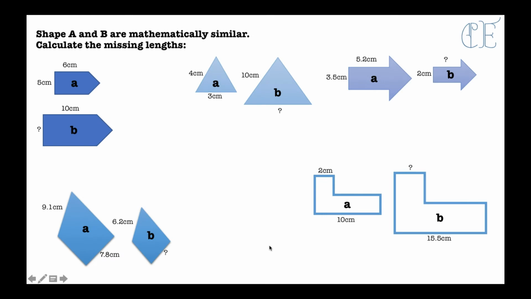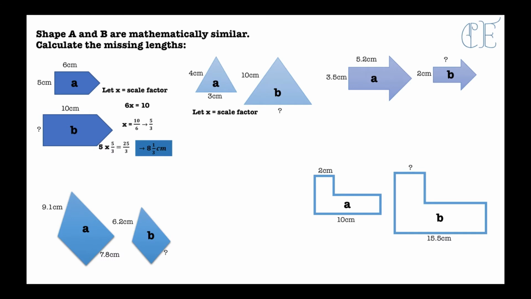Okay, so why don't you pause the video and have a go at these questions and press play for the answers. Okay, if you've pressed pause, A and B are mathematically similar, calculate the missing lengths. So for the first one, we know that 6x equals 10. Divide that by 6, giving us 10 over 6 or 5 over 3. So our scale factor is 5 over 3. So if we do 5 times 5 over 3, giving us 25 over 3 or 8 1/3 centimetres.